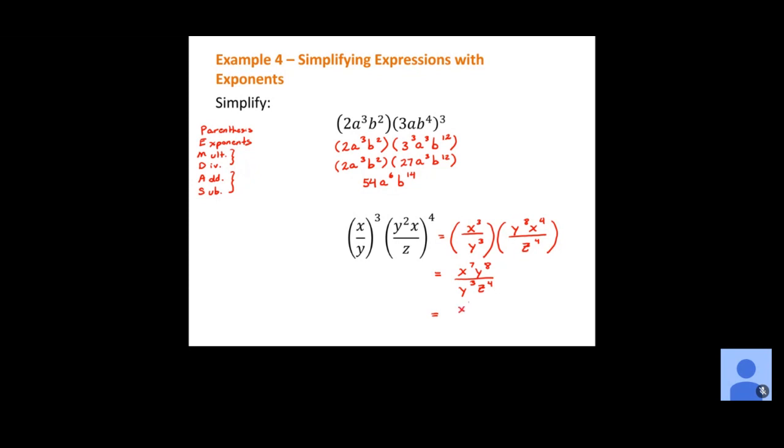Good. So we're going to have x to the 7th. We're going to have a y to the 5th. And then all that's left in the denominator then is z to the 4th. And that's it. So there's nothing else we can combine, nothing else to simplify there. And so that would be our final answer. Any questions on that one now? Yeah, Jonathan. Why did the y stay in the numerator?